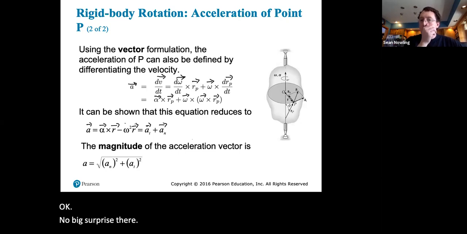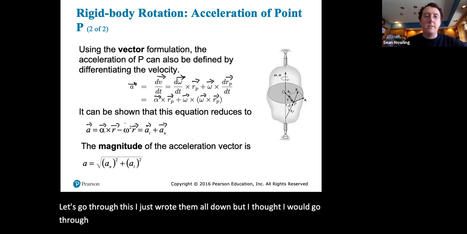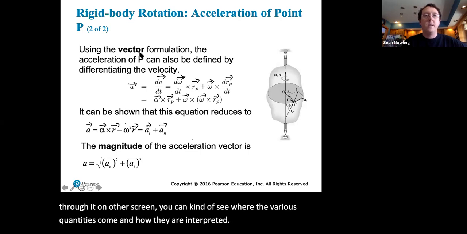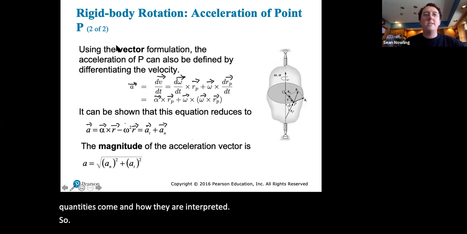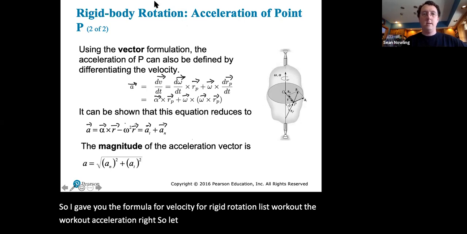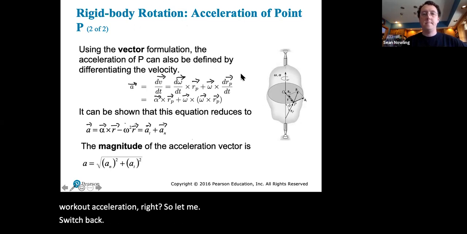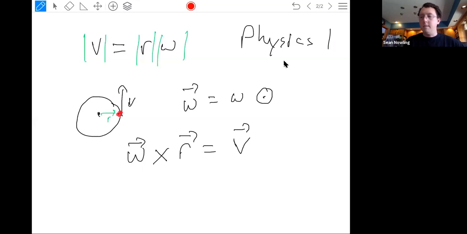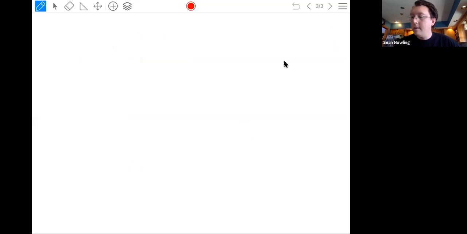Let's go through this. I wrote them all down, but I thought I would go through it on the other screen. You can kind of see where the various quantities come from and how they're interpreted. So I gave you the formula for velocity for rigid rotation. Let's work out acceleration. All right, so let me switch back. And there we go. Going on to the next page.